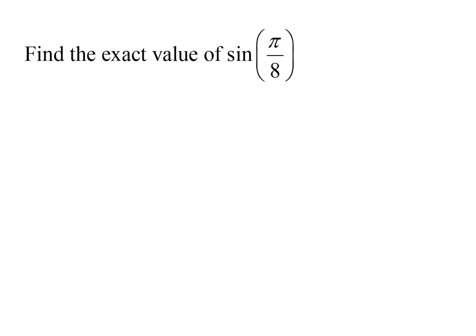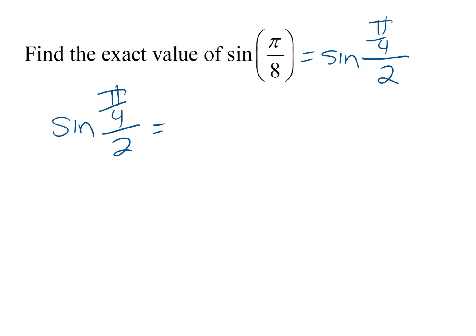Now let's look at another one that involves radians. And we can see that the sine of pi eighths is the sine of pi fourths divided in half. So now we can use that half angle formula. So the sine of pi fourths divided by 2 is plus or minus, well, pi eighths is in quadrant 1, so plus. Had this been something that landed in quadrant 3 or quadrant 4 where the sine values are negative, then I would have used the minus.